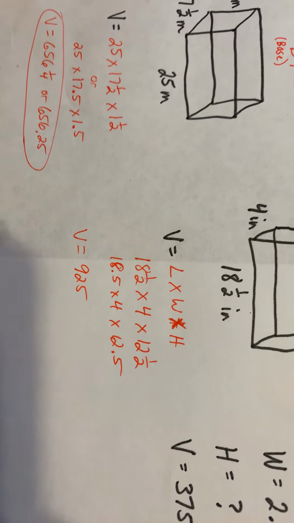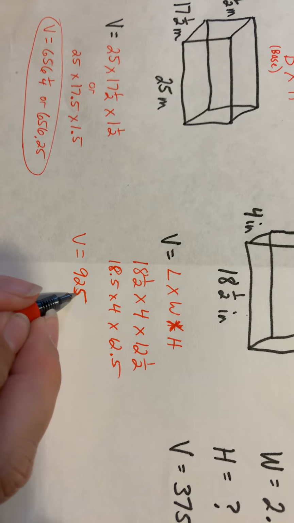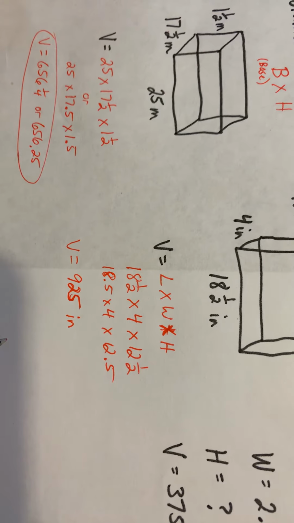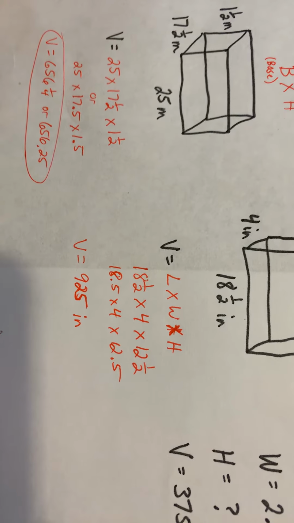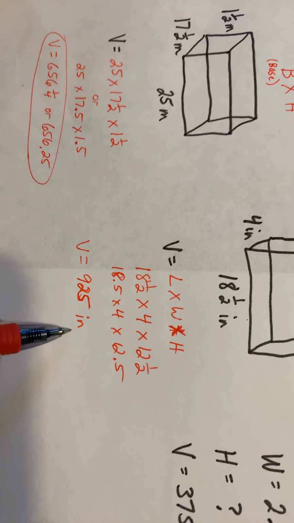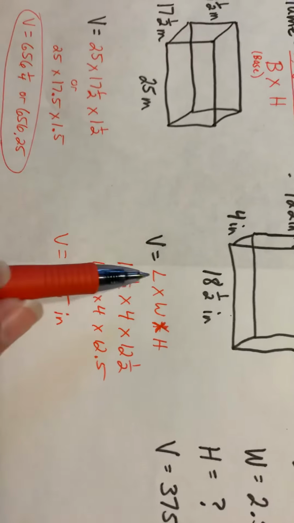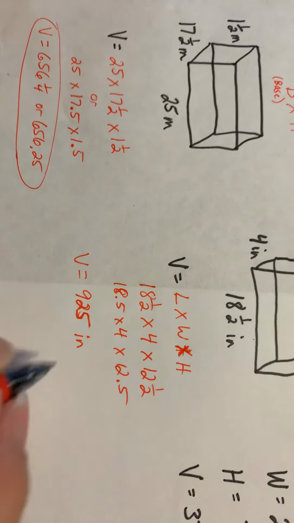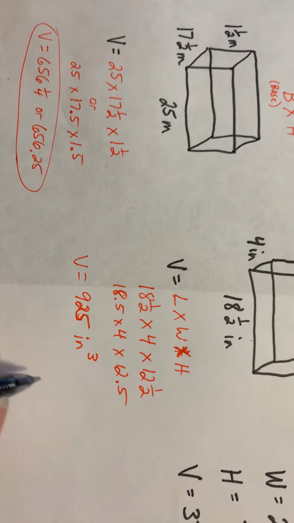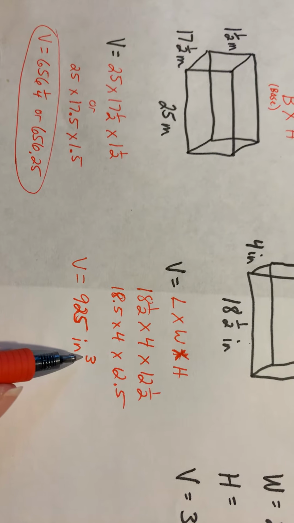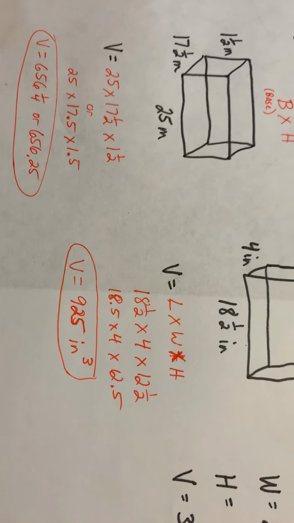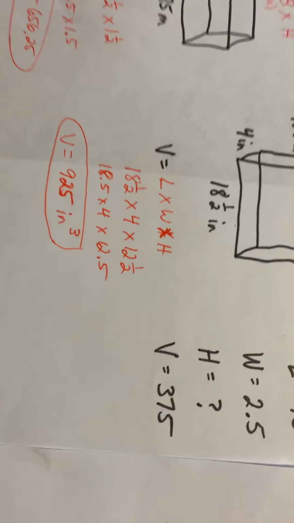925. Now, I forgot to mention on the other one, when we did area, our unit was always squared because there was two dimensions, a length and a width. But on this one, our unit has three dimensions, a length, a width, and a height. So volume will be what we call cubed, meaning 3. So it'd be inches to the third power, or inches cubed.